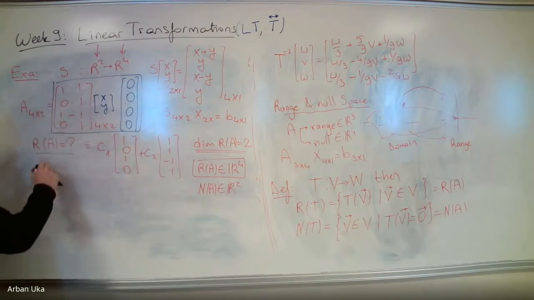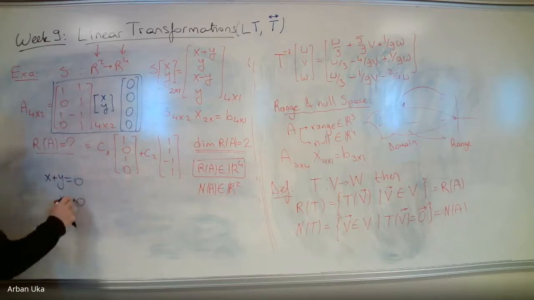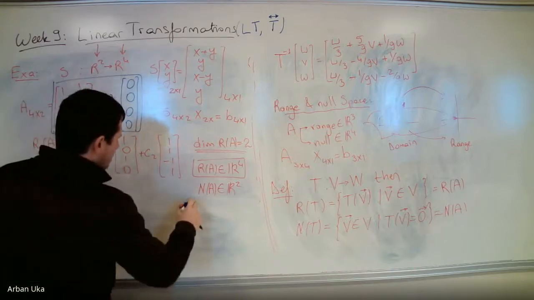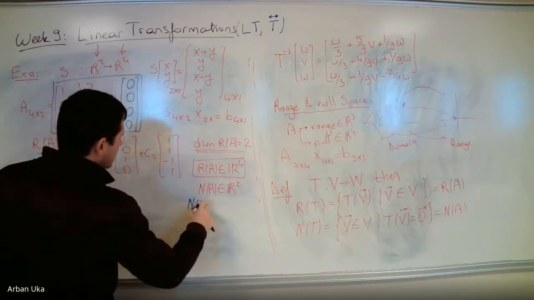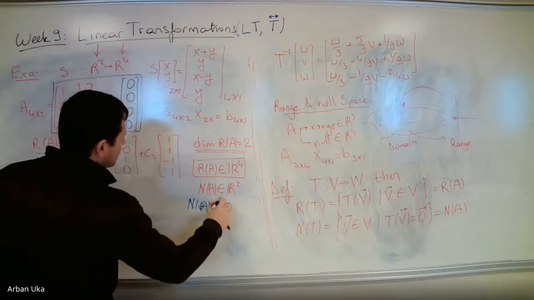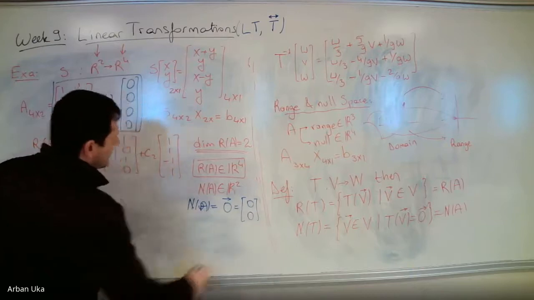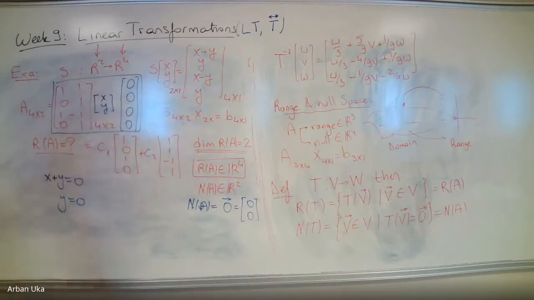From the first equation, we get x plus y is 0. From the second equation, we get y is equal to 0. If this is true, then x is 0 too, so we get 0, 0. We get that the null space of A is what? It's just the origin of the two-dimensional Cartesian coordinate system.